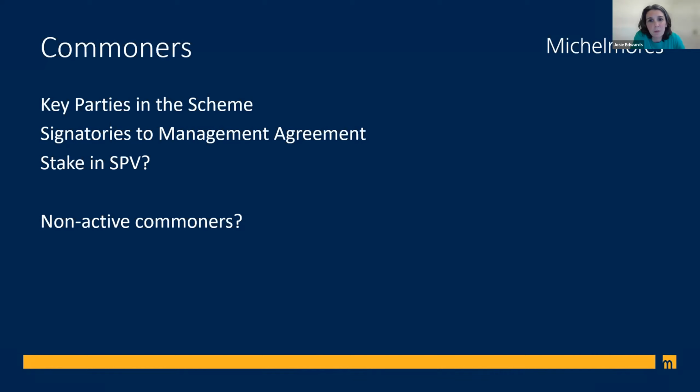Requires management which restricts or limits commoners' rights in any way, then it's obviously going to be vital that active commoners sign up to it and are contributing parties. Non-active commoners are obviously much more difficult, particularly in circumstances where the scheme might seek to limit or control how they exercise their rights in future.